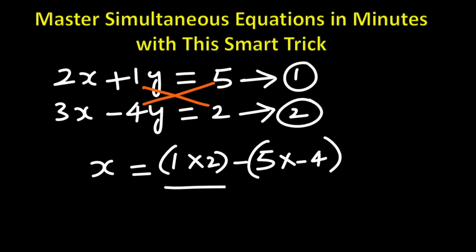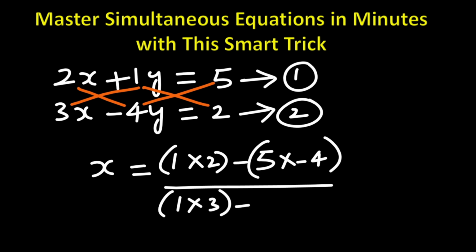And then the denominator is, we again start from the coefficient of y. That's going to be 1 here. So 1 times 3 minus 2 times negative 4. So we write 1 times 3 minus 2 times negative 4.